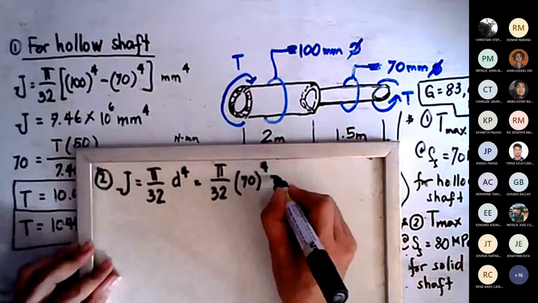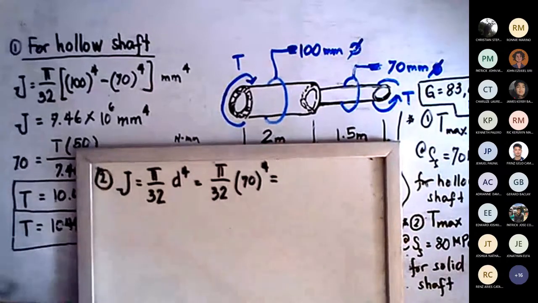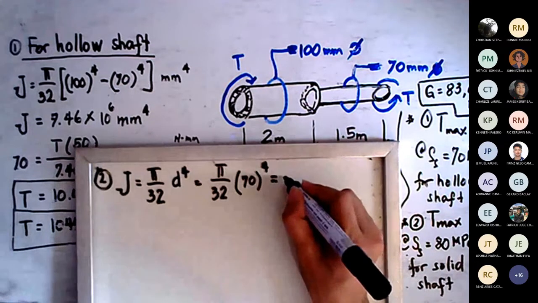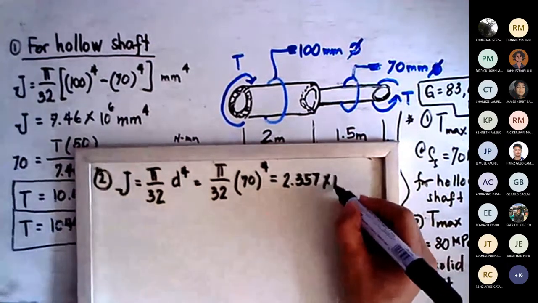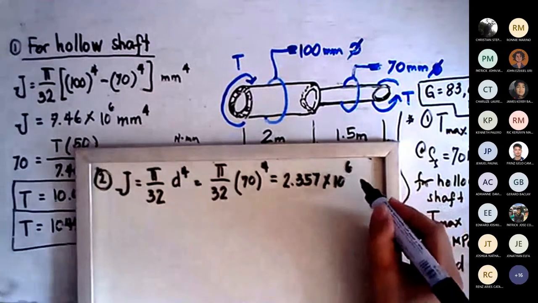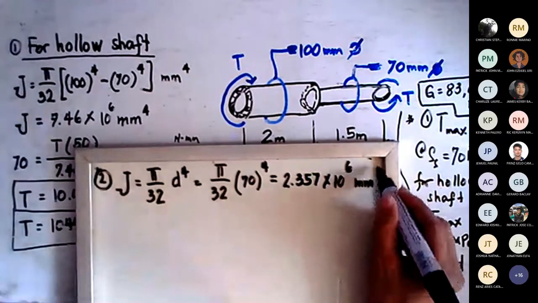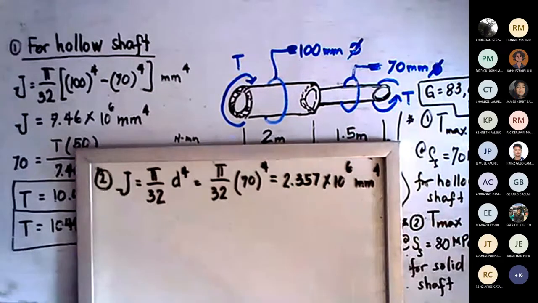Raised to the fourth power. So you have 70 raised to the fourth power times pi over 32 divided by 10 to the 6. 2.357 times 10 to the 6th. Ang unit natin, millimeter to the fourth power.